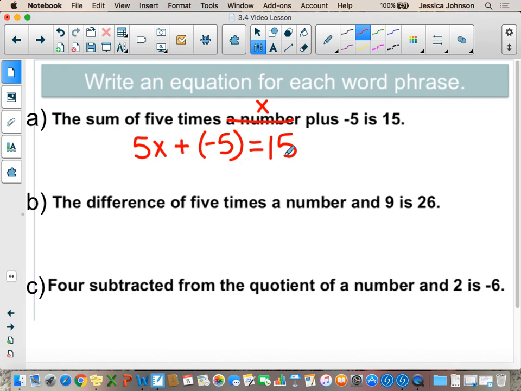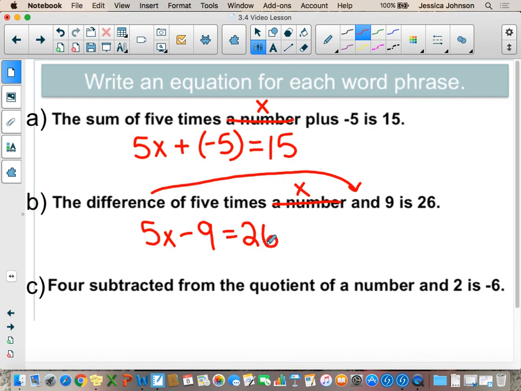The next one, a difference of 5 times a number and 9 is 26. So difference means to subtract, the subtraction sign where the word and is. So 5x minus 9 equals 26.